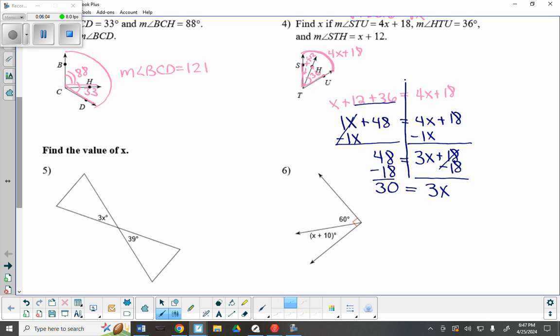And now you have 3 times x. The opposite of multiplying by 3 is dividing by 3. So the 3's cancel there, so you have 1x equals 10. So that's your answer.